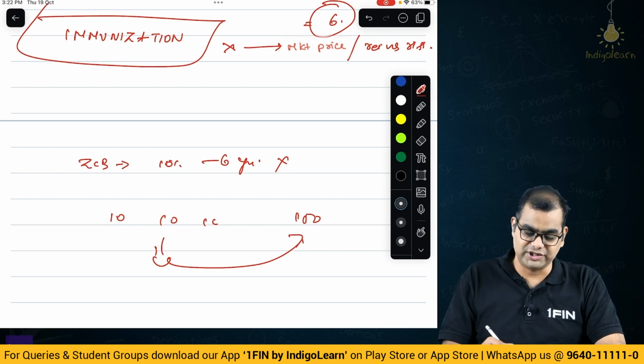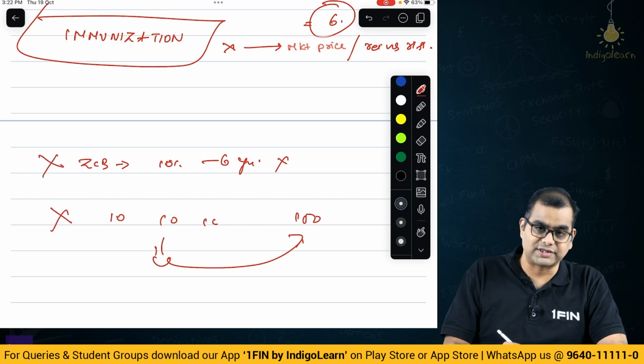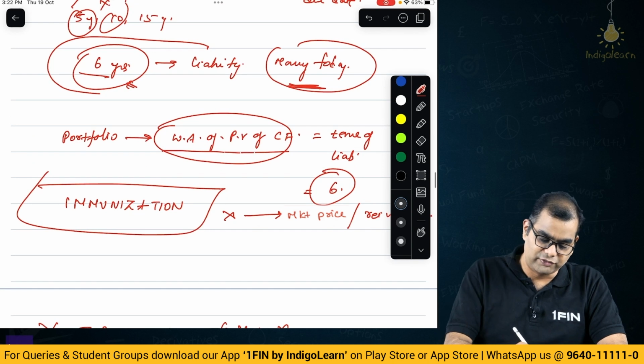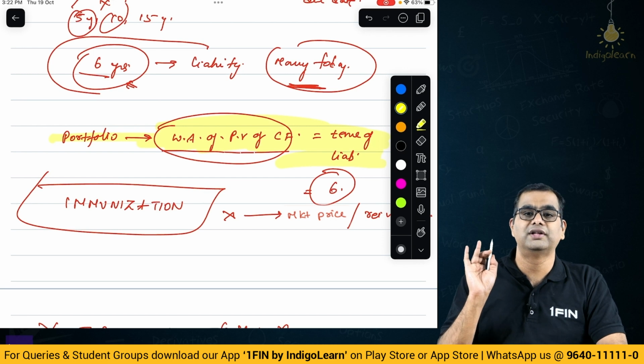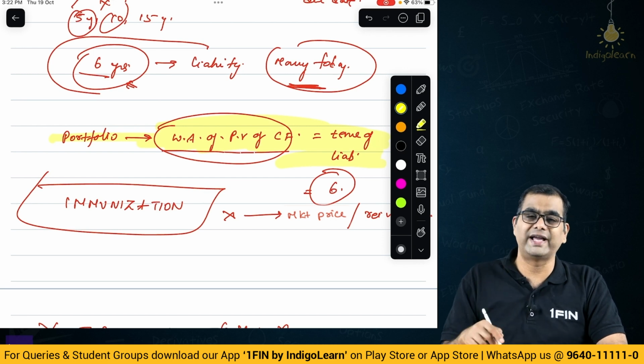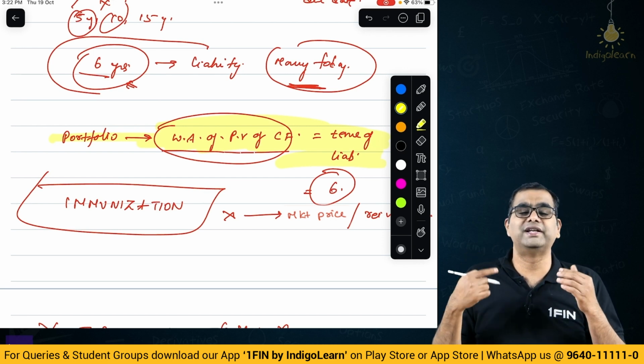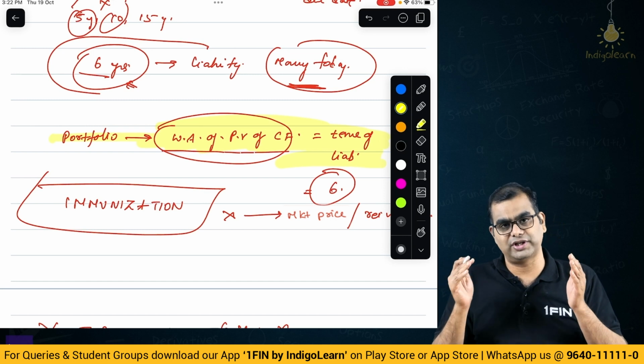So what you will do is, instead of doing this, you will rather invest in a portfolio which has the weighted average of present value of cash flows equal to the tenure of the liability. Then you have immunized a portfolio against any changes in market prices or reinvestment risk of the principal if the bond is maturing before.